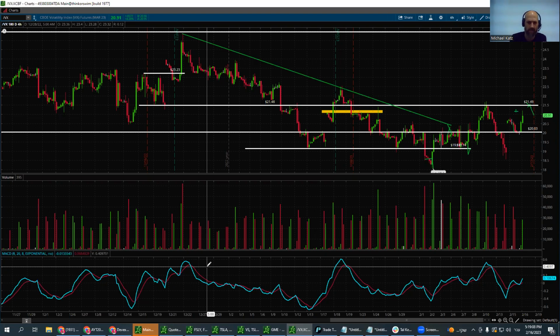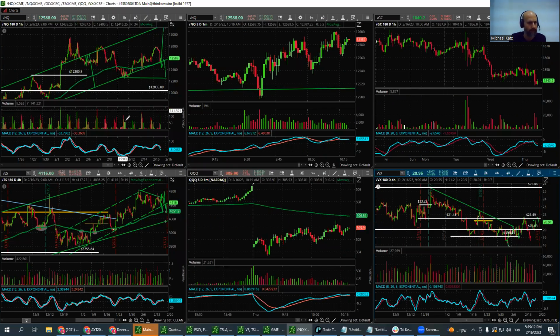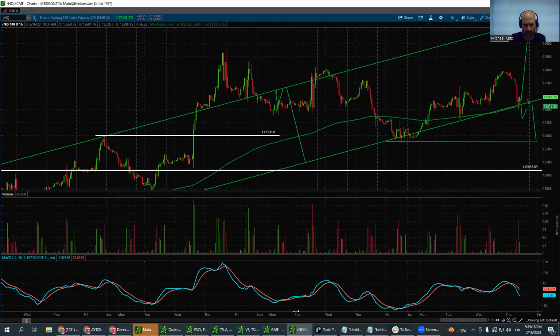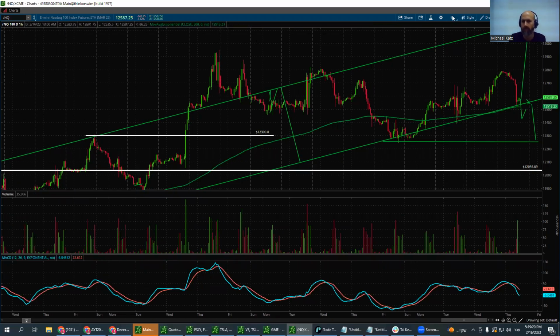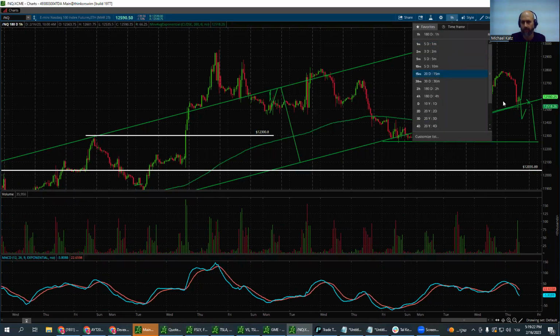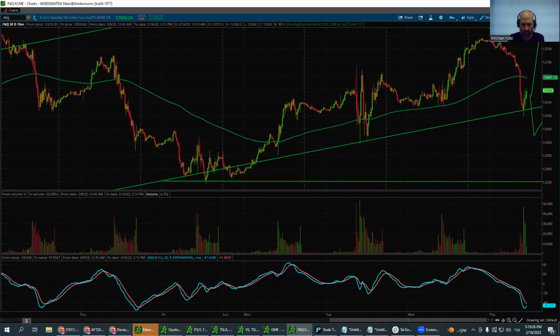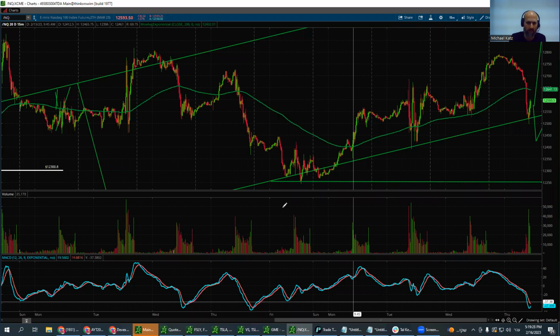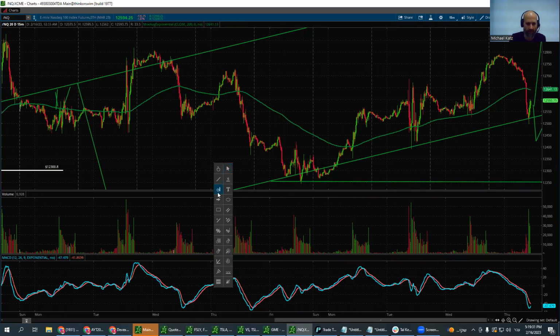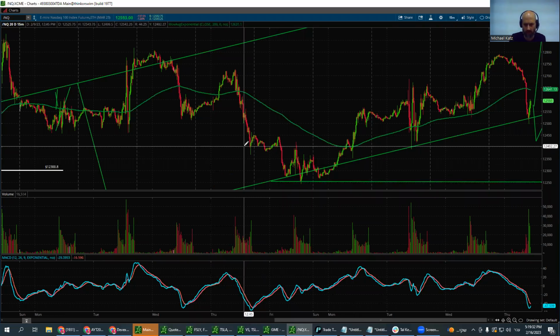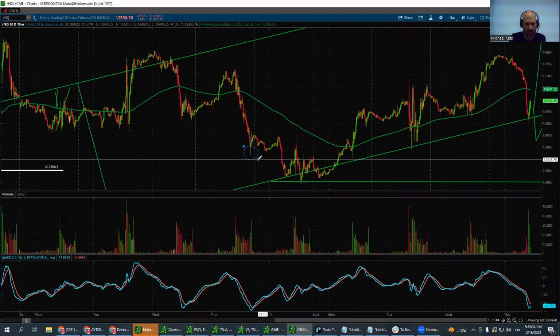So basically, let's take a chart to see it more clearly. Let's take the NASDAQ. Let's go to the 15. Okay, so for example, you can see it pretty clearly here. That's a great one to learn from.